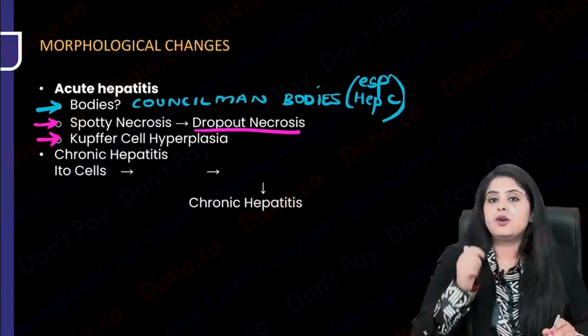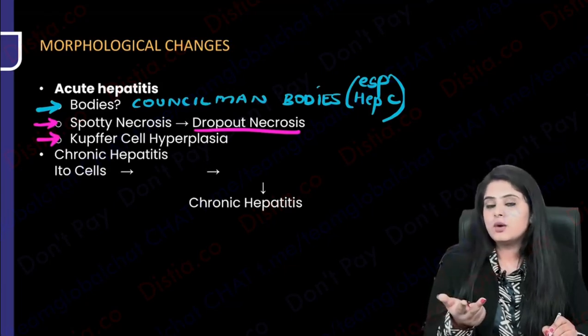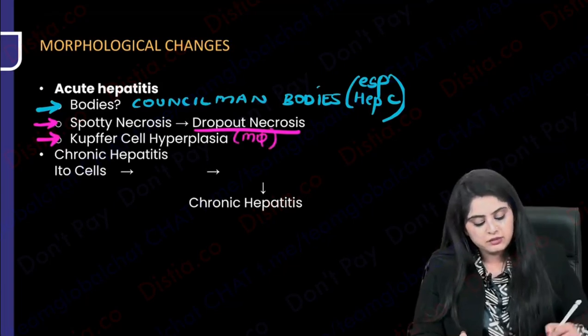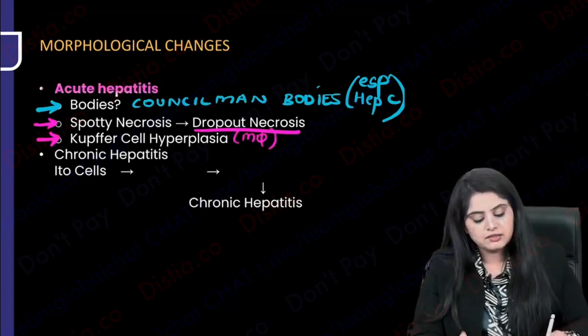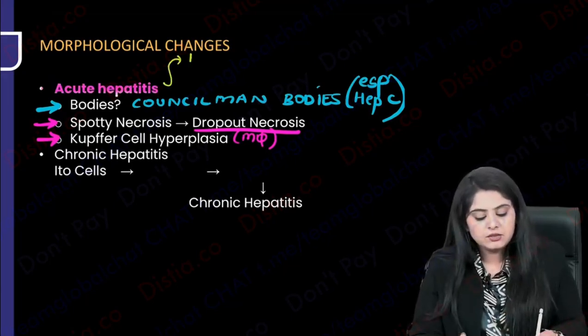Councilman bodies, a lot of spotty and dropout necrosis, and the macrophage has a feast of food around it. So Kupffer cell hyperplasia, nothing but macrophages. This was all acute hepatitis. Tell me one more thing about acute hepatitis that I've taught you. Acute hepatitis also has which two main feco-oral ones? Hepatitis A and hepatitis E.